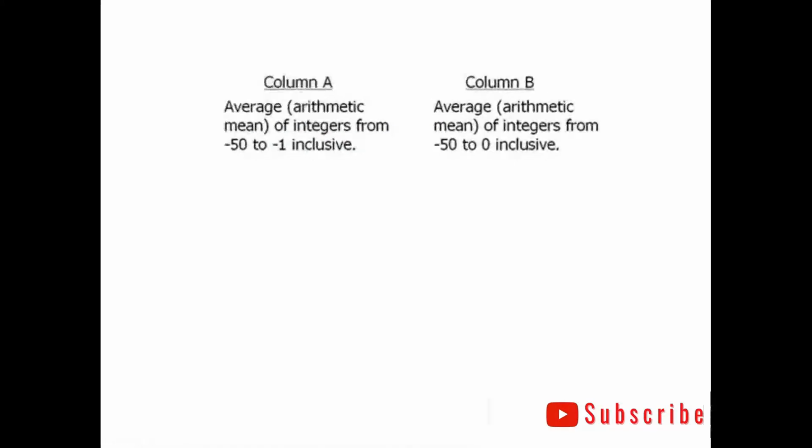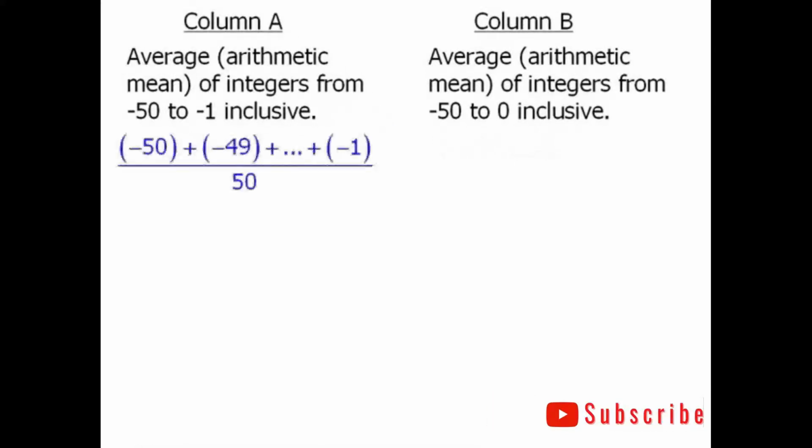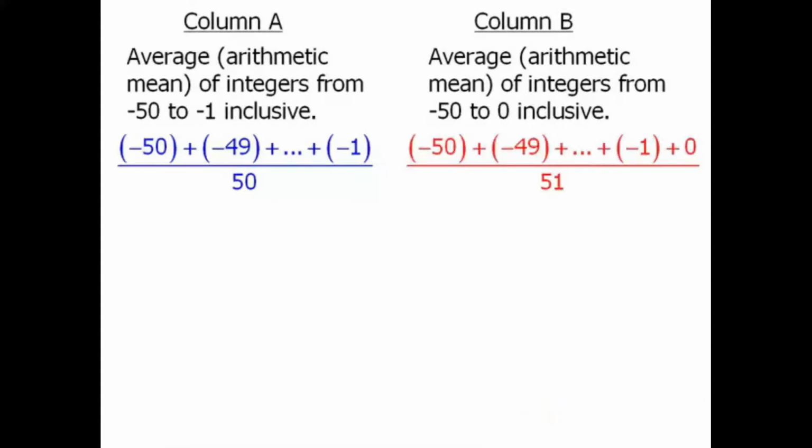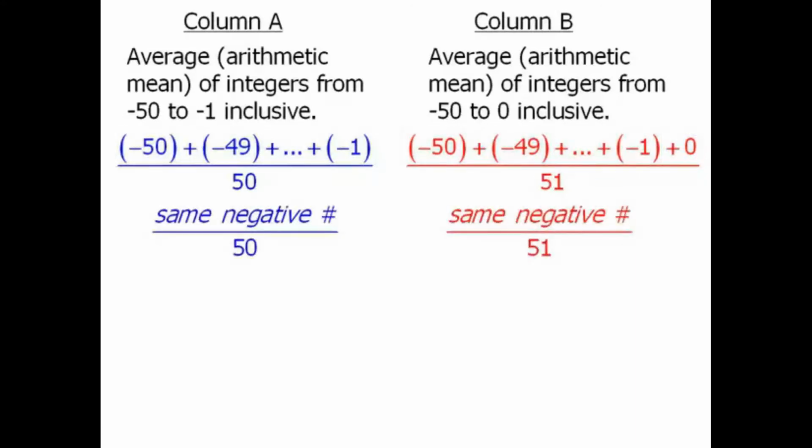Okay, beginning with column A, we'll find the average here by adding the numbers from negative 50 to negative 1, and then dividing by 50. For column B, we'll add the numbers from negative 50 to 0 and then divide by 51. Now we should recognize here that both numerators are virtually identical. These two parts are exactly the same. The only difference is in column B, we're adding 0. Now, of course, adding 0 does not affect the sum. So from this, we know that both numerators are the exact same negative number.